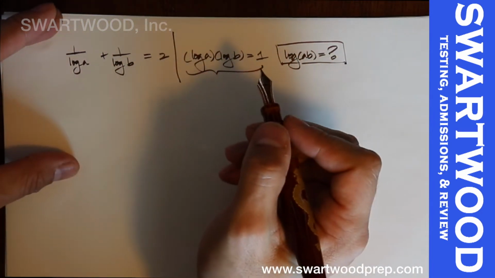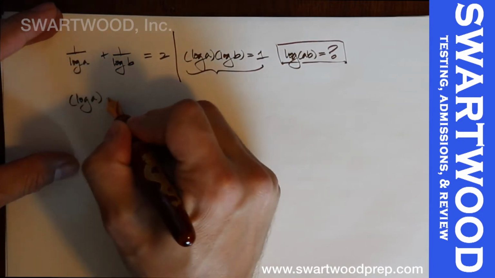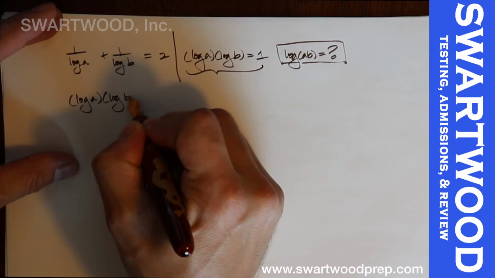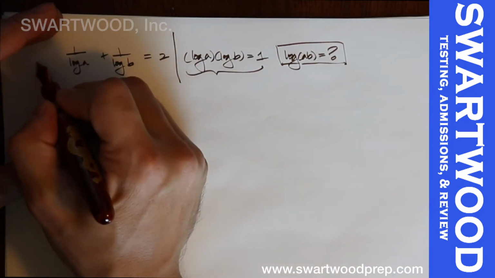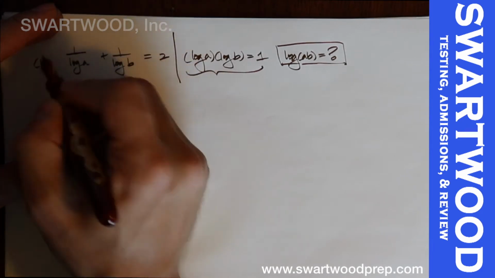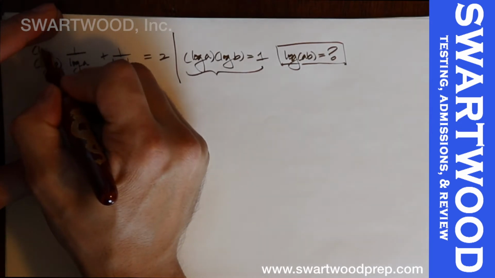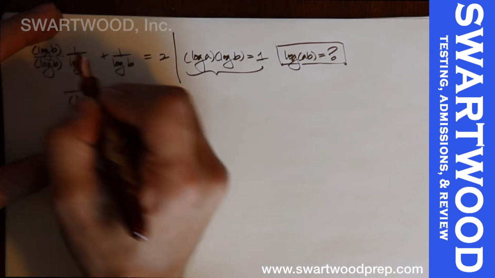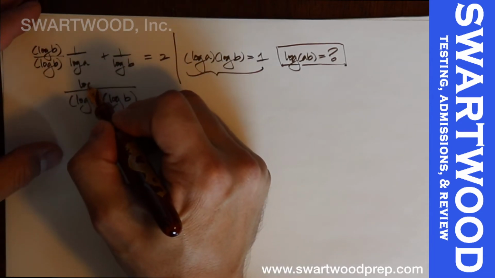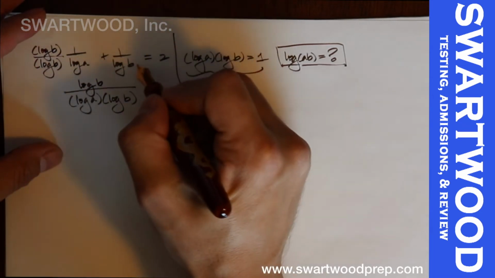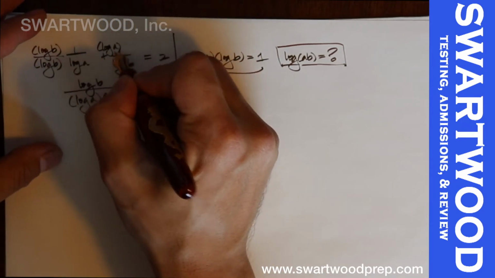So obviously if I want to add fractions, I want to get a common denominator. Maybe the nicest one here, the easiest one, would be log of A times log of B. Do you guys agree? But if I want to do that, then I need to multiply the left fraction, top and bottom, by log of B. Effectively what I'm doing is just multiplying by 1. So if we do that, we get up top, log of B. And then for this guy, same thing. Just hit this guy top and bottom by log of A.